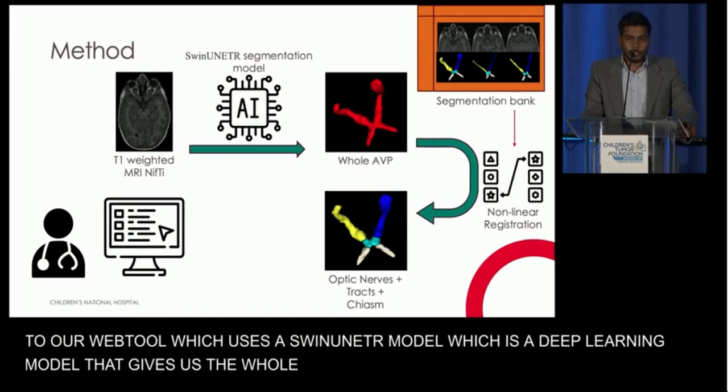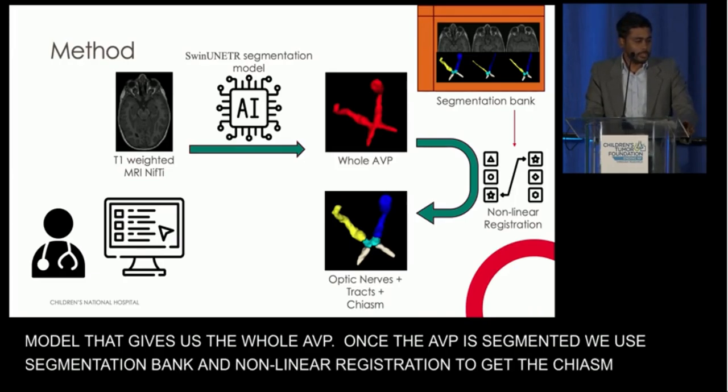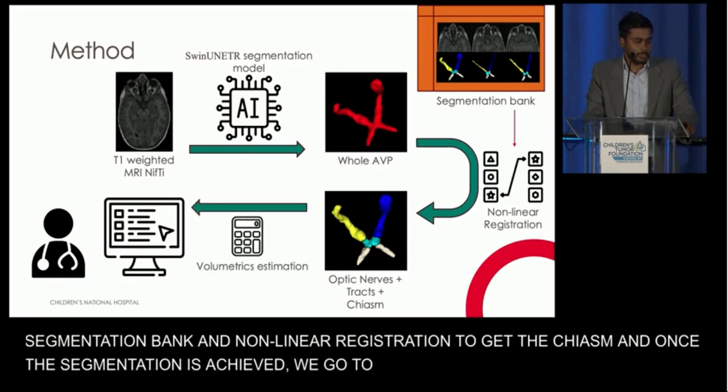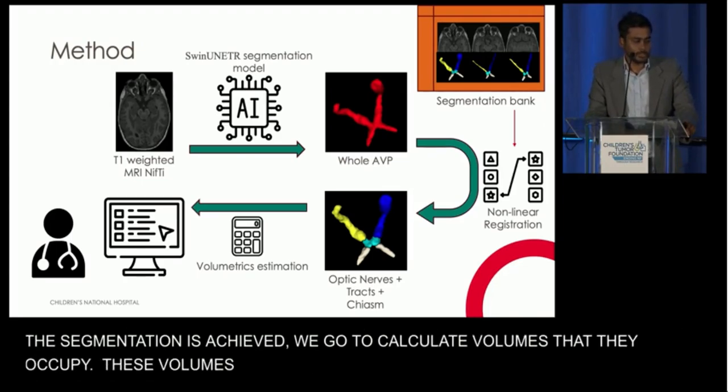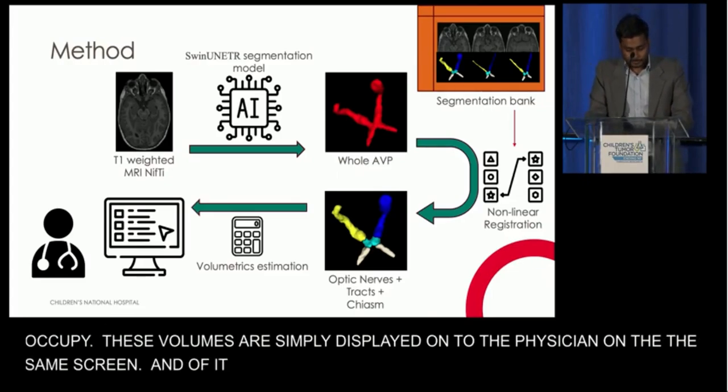Once the whole AVP is segmented, we use some kind of segmentation bank and nonlinear registration to get the optic nerves, the tracts, and the chiasm. Once the segmentation of these parts is achieved, we go on to calculate the volumes that they occupy. Then these volumes are simply displayed to the physician on the same screen. And it has to be really quick, otherwise they are not interested in seeing it.